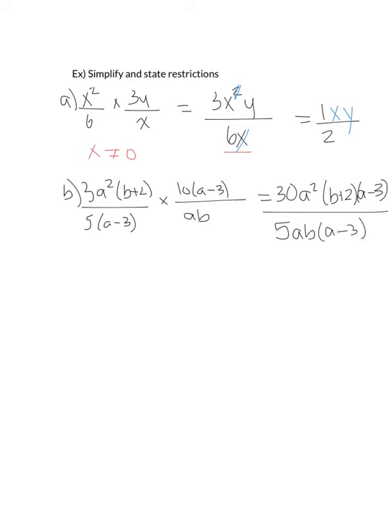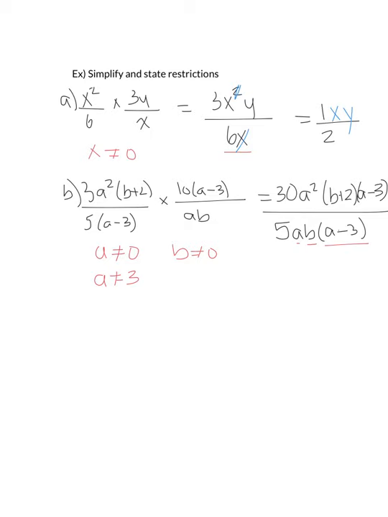At this point, I can write my restrictions. I can't have an a of 0. That would make the whole bottom 0. I can't have a b of 0 as well. That would make the entire bottom 0. And then in this bracket, I cannot have an a of 3.